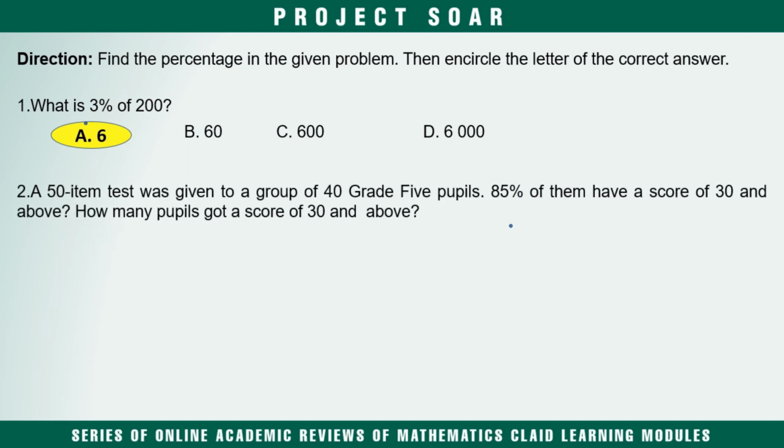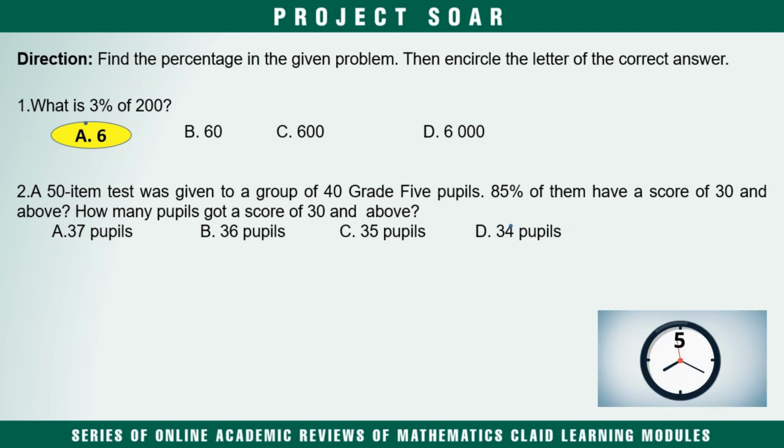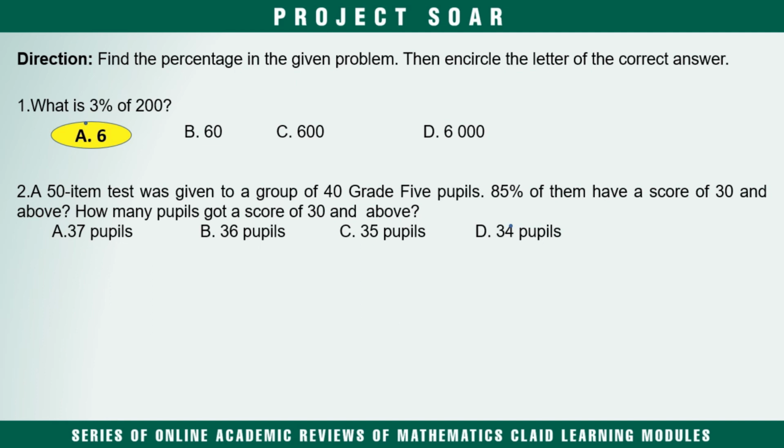Number 2. A 50-item test was given to a group of 40 grade 5 pupils. 85% of them have a score of 30 and above. How many pupils get a score of 30 and above? A. 37 pupils, B. 36 pupils, C. 35 pupils, or D. 34 pupils? What is your answer? Okay, very good. The answer is letter D, 34 pupils.